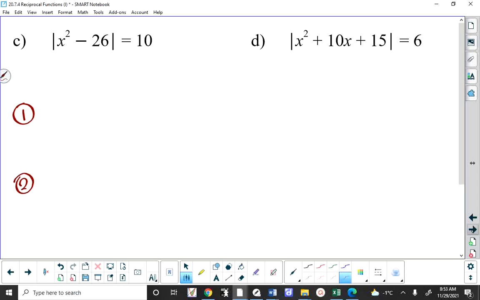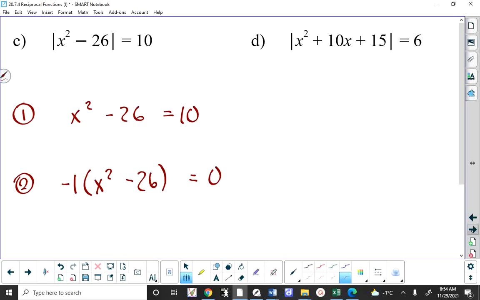Now, you may not get 4 solutions because maybe there's only 1 solution to a particular quadratic, or maybe there's no solutions. Or maybe there's 2 solutions, but one of them is extraneous because of the absolute value. You have all kinds of combinations swirling around. Now, it's very easy for us to say equation 1 is x squared minus 26 equals 10, and equation 2 is -1 times the quantity x squared minus 26 equals 10.